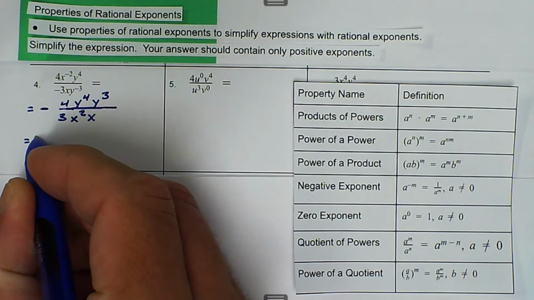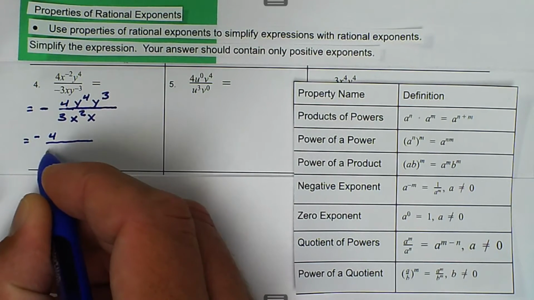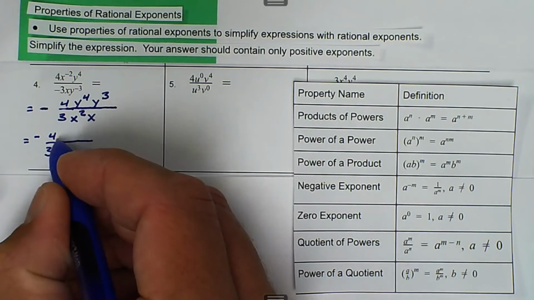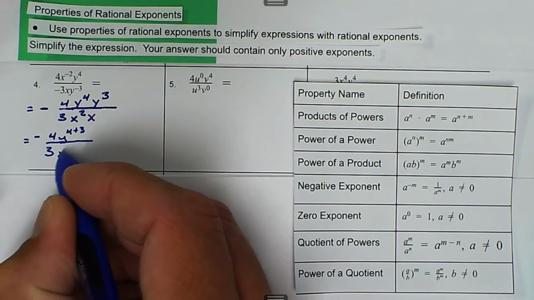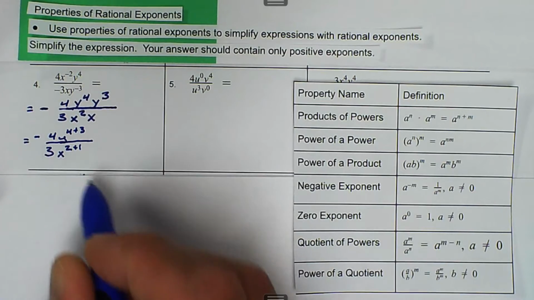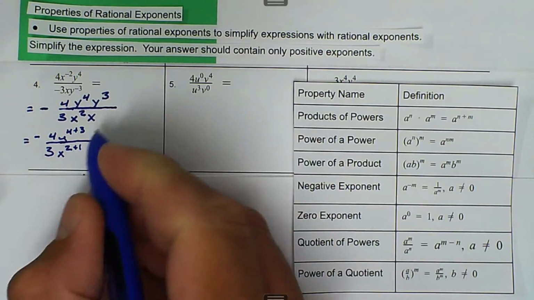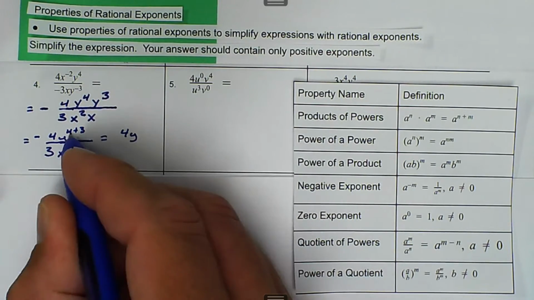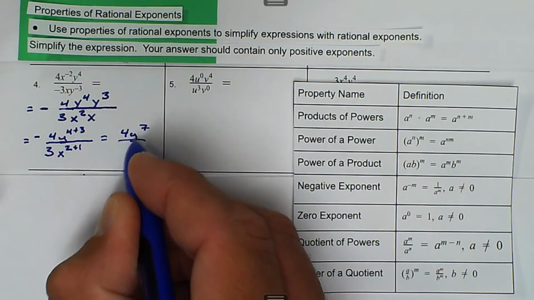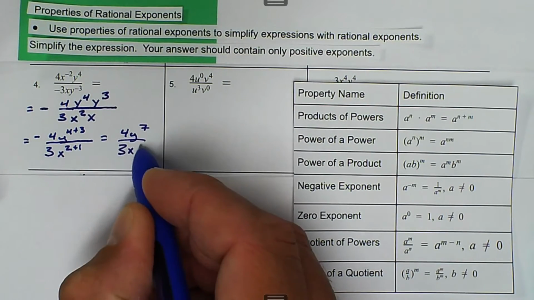So we still get the negative out front, 4 divided by 3, and then we have y to the 4th plus 3 and x squared plus 1. That's the product of powers right there. So negative 4y, 3 plus 4 is 7, over 3x to the 3rd.